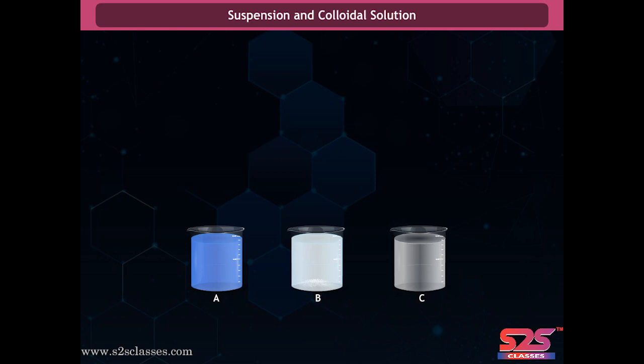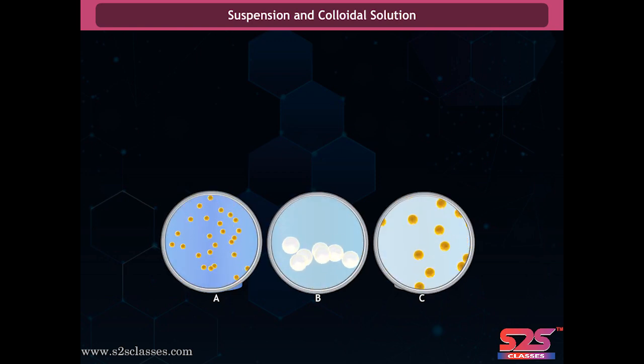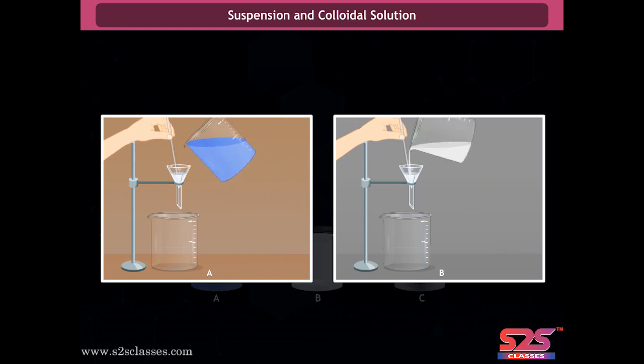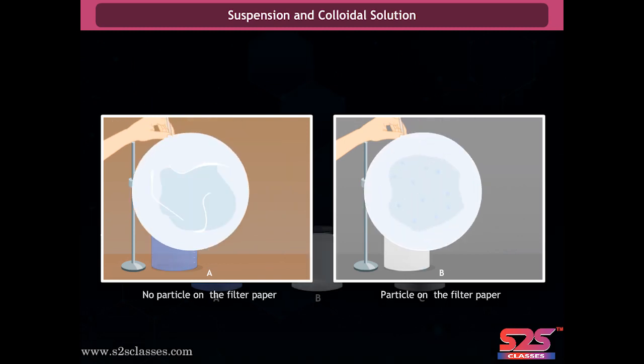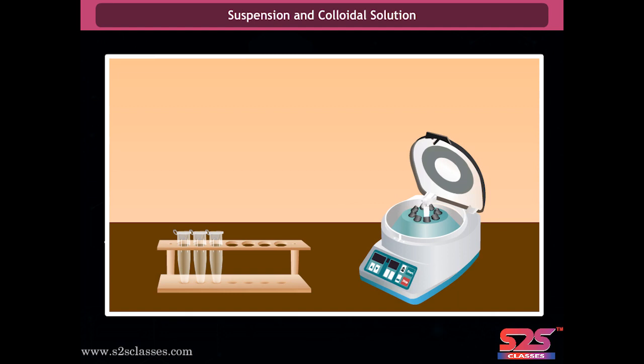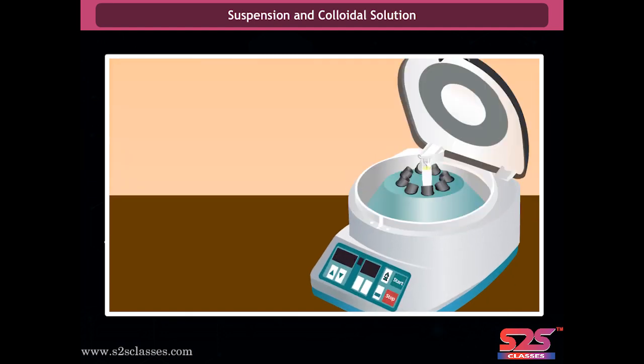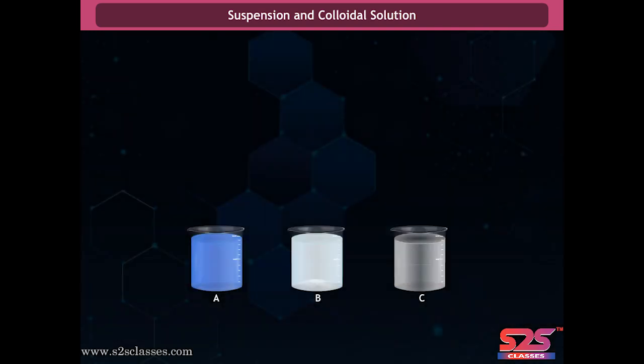You will observe that in beaker B, particles settle down at the bottom of the beaker, but in the rest of the beakers that does not happen. This solution is easily filtered by an ordinary paper, but the colloidal solution is filtered by centrifugation methods. The true solution particles pass through the ordinary paper.